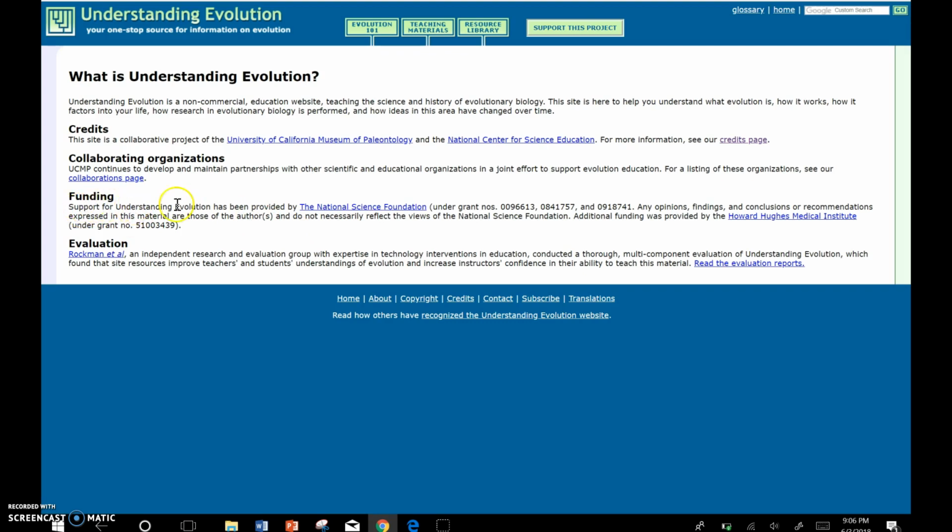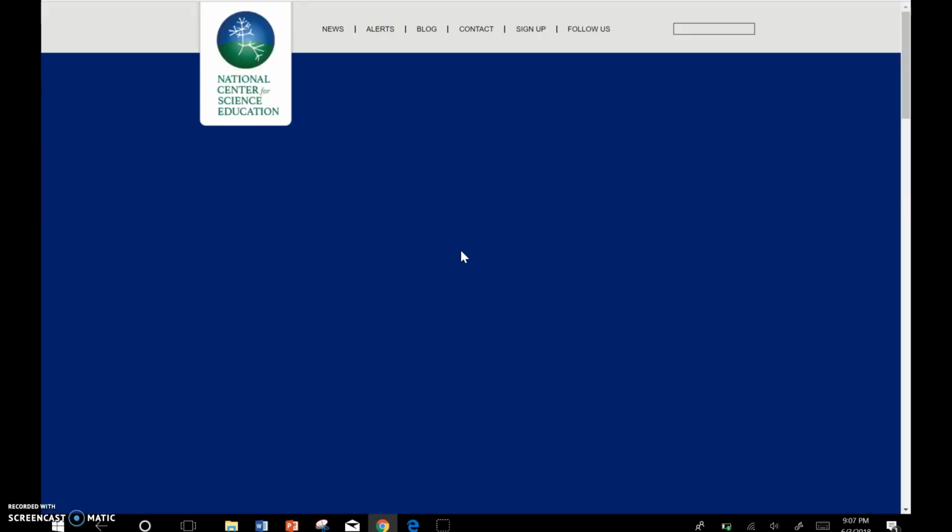In particular, this one is coming from a National Science Foundation, and even provides for us the grant numbers that are funding this type of dissemination of information. It gives credit to the universities that are supporting this, and it also tells you who the collaborators are. And you can further investigate these sites by clicking on live active links.